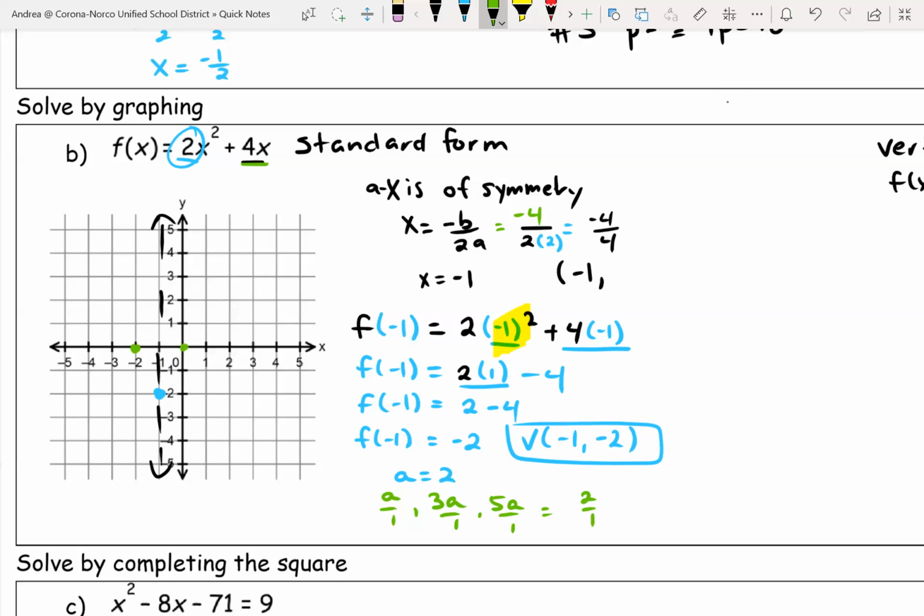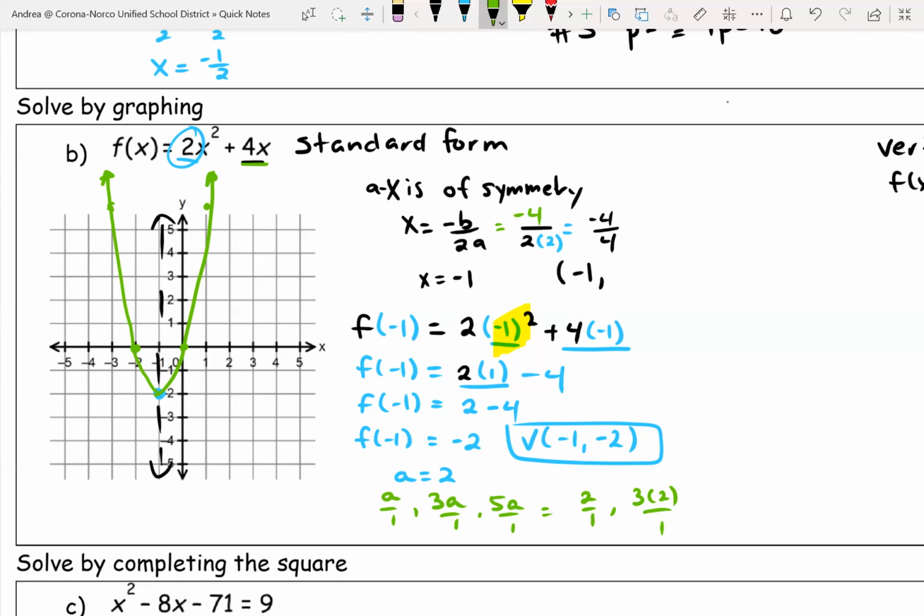Then I'm going to go 3 times 2 over 1. 3 times 2 is 6. So I'm going to go up 1, 2, 3, 4, 5, 6 and over 1. Up 1, 2, 3, 4, 5, 6 and over 1. And then this is my parabola. Any questions over that?